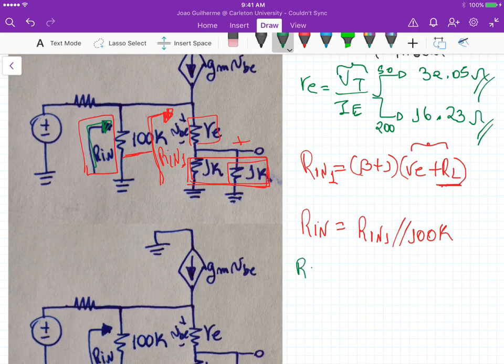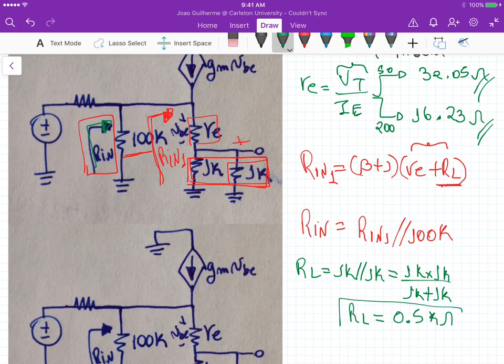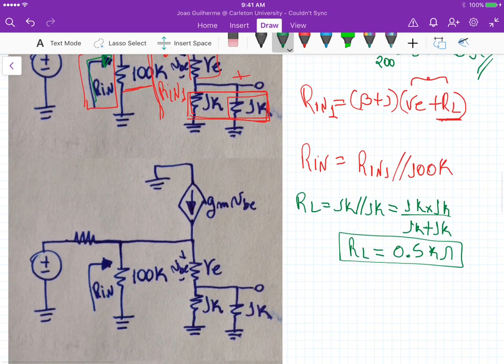So first, RL is equal to 1K in parallel with 1K, and that's half of 1K, right? Because it's 1K times 1K divided by 1K plus 1K. So the load resistance is 0.5K ohms or 500 ohms. Okay, so we can calculate R in, and our R in 1, well, I'll leave it that way and then I will just write the final equation.